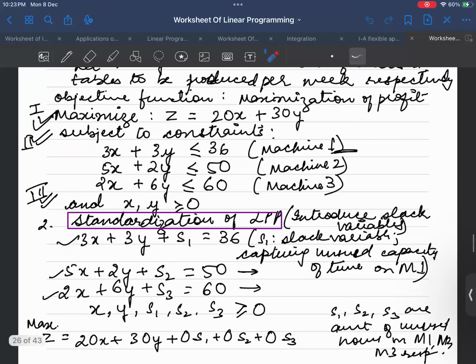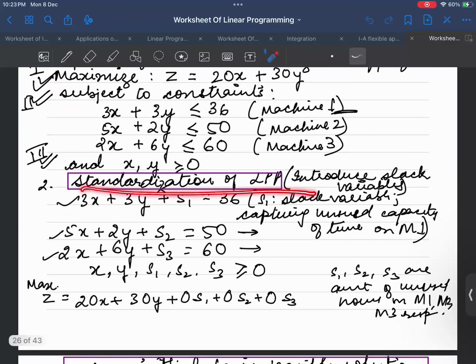Now the second step is standardization of the LPP. How do we standardize? We standardize by introducing slack variables. Here, we have included S1, S2, S3 as slack variables. Why did we have to make it an equality? It was less than or equal to, so we equated it. Inequalities are converted into equalities by adding slack variables, so we have added S1, S2 and S3 in this solution.